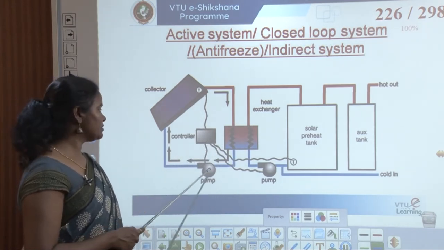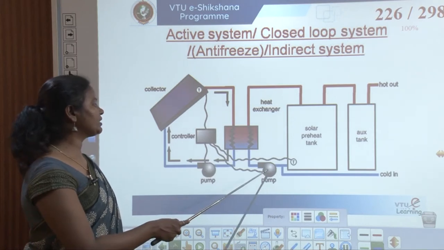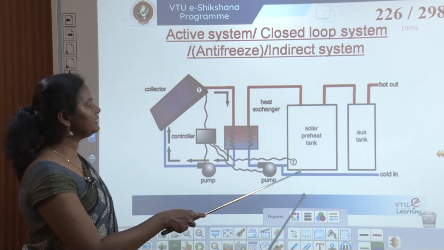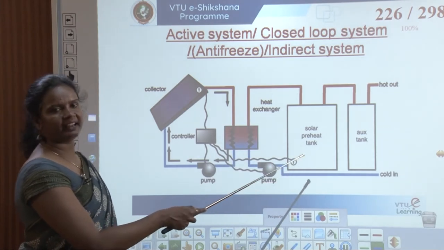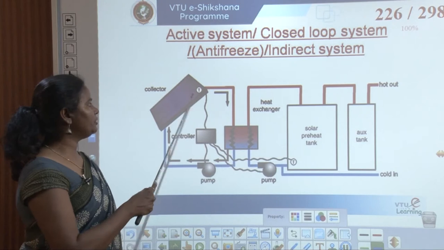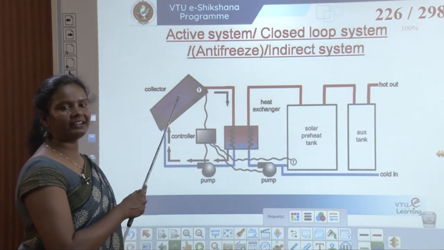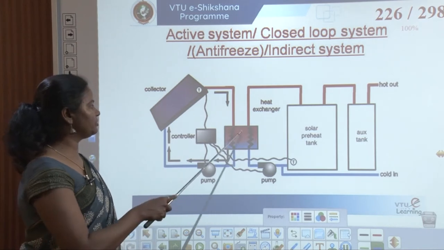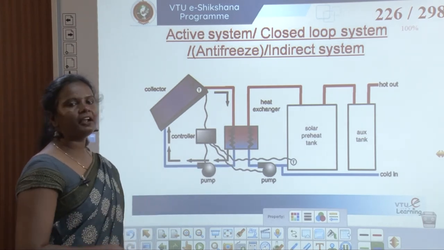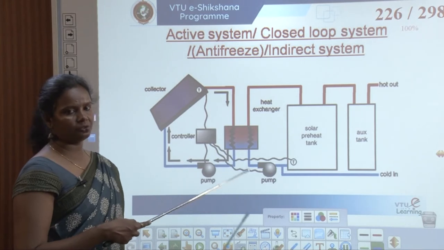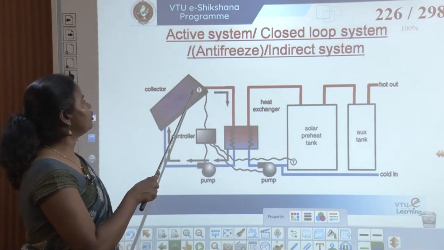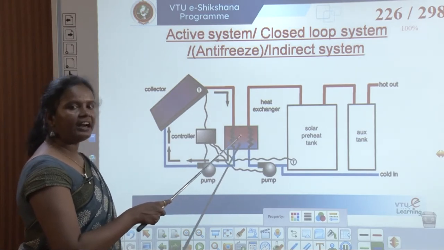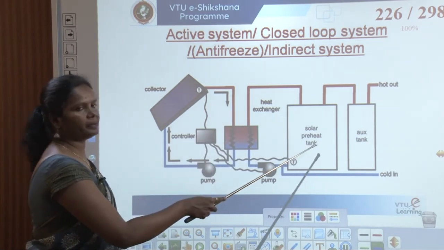That controller is connected to the pump, two pumps which are directly connected, and the solar preheat tank. So anything can be controlled here. If the water has not to be let into the collector, it can control. If it has to be stopped here only, it can control. Depending on the condition, it can be controlled. The collector water goes to the heat exchanger, and from there again it goes to the solar preheat tank.